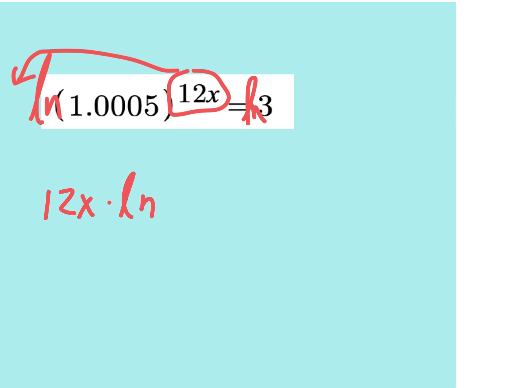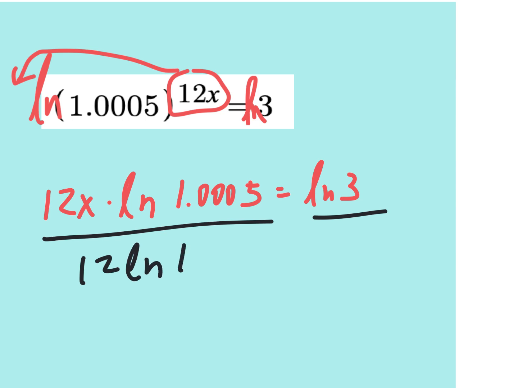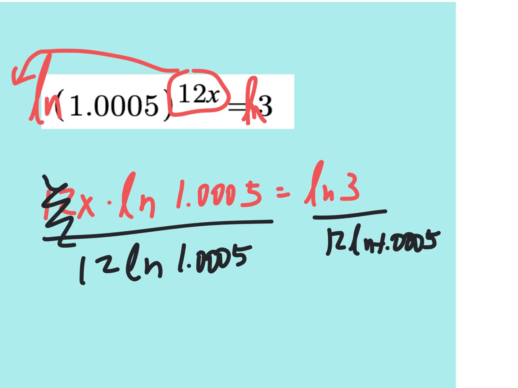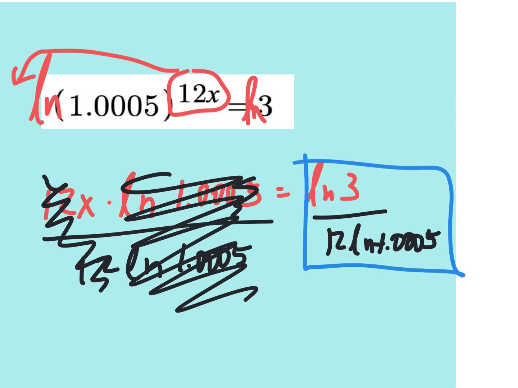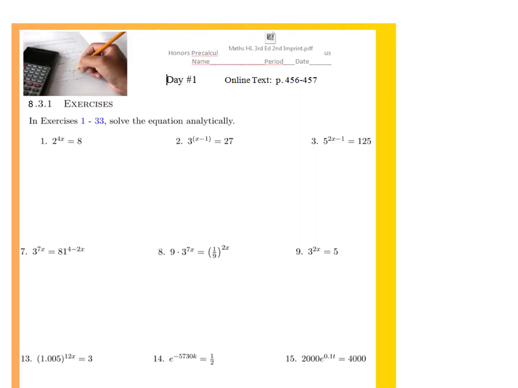12x times ln of 1.05 is equal to ln 3. I'm dividing both sides by 12 ln 1.05. 12 cancels 12. ln of that cancels ln of that. And there's my answer, ln 3 over 12 ln 1.05. Something got weird in there. Just a second. ln of 1.05. Okay.